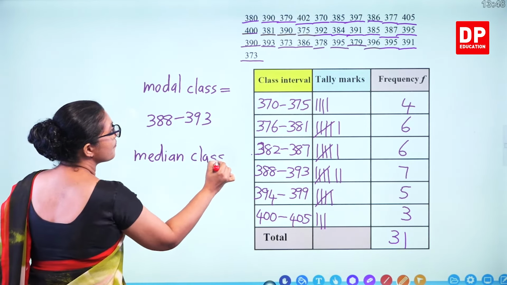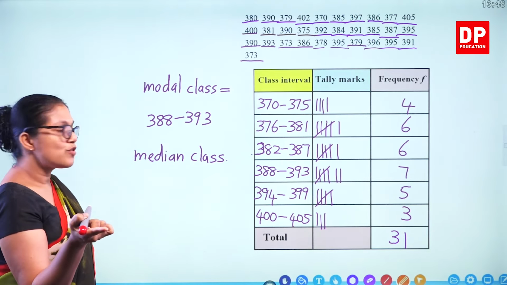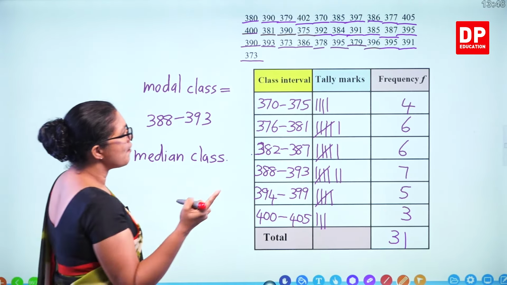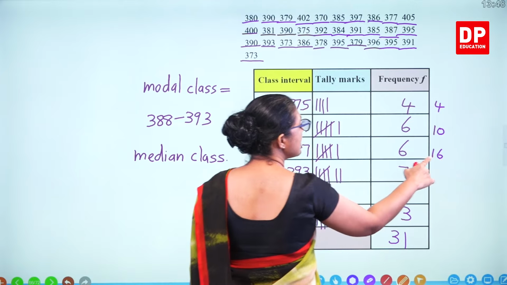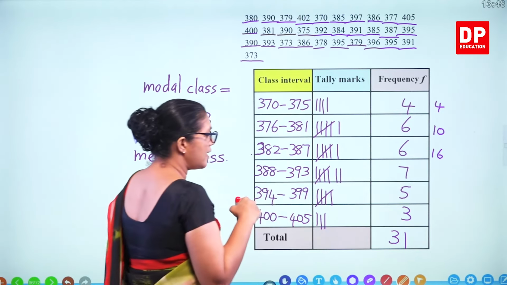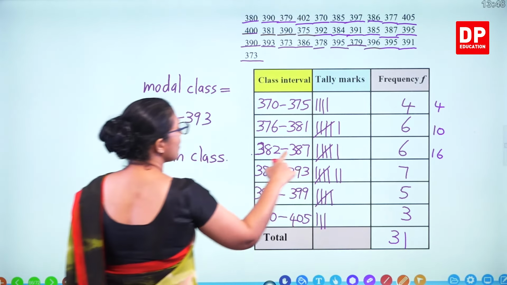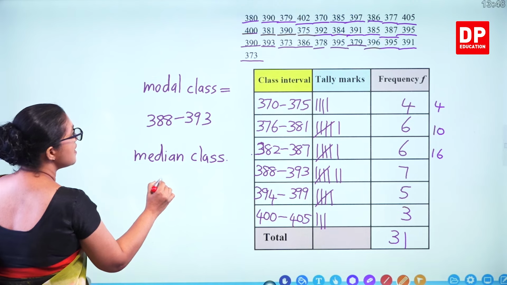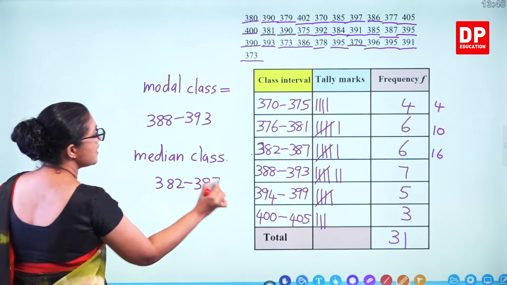What's the median class? Altogether 31. 31 plus 1 is 32, 32 divided by 2 is the 16th one. So you have to find out where the 16th one is. 4, 10, 16. So the 16th one is here. That means the median class is 382 to 387.